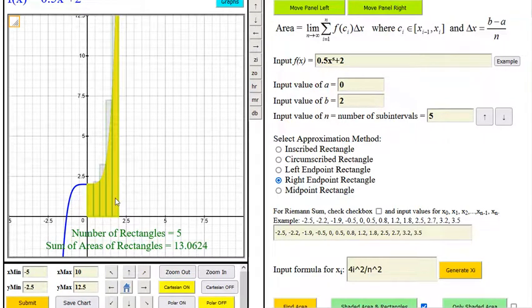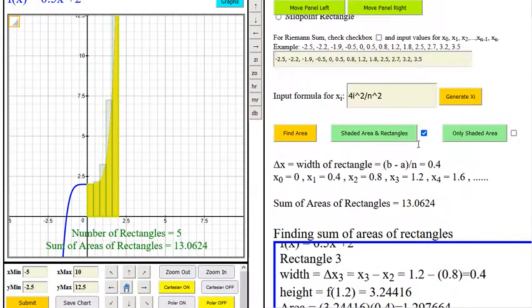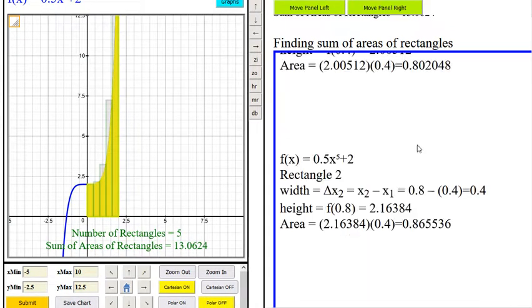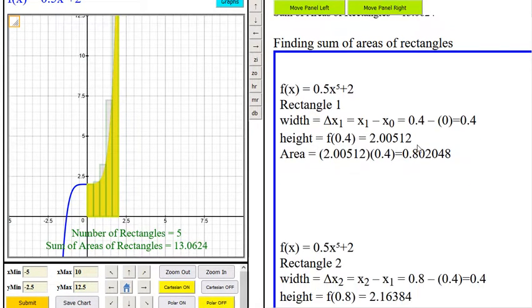Now let's find the area of each rectangle, and then if we add them up, it will be 13.0624. And that will give us an approximation for the area of the shaded region. The function is 0.5x to the fifth plus 2. And let's look at the first rectangle.